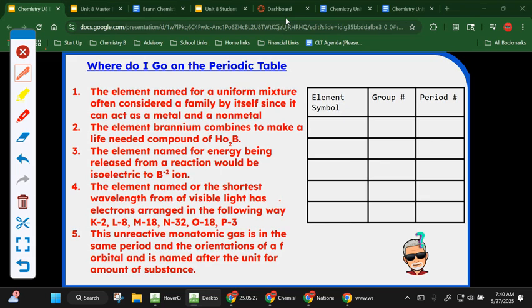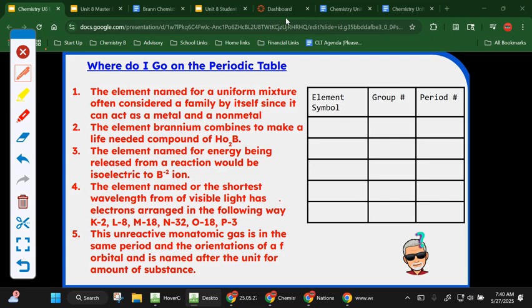However, if there are two other clues that depend on where one is placed, and you know where those two go depending on that one, you could have me place that one, and I will place it on the test for you. So just an option. Okay? The element name for a uniform mixture is often considered a family by itself since it can act as a metal and a non-metal.